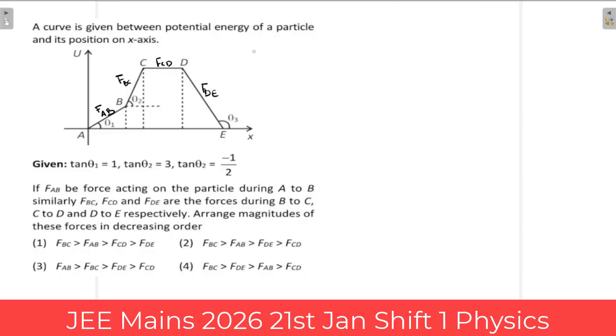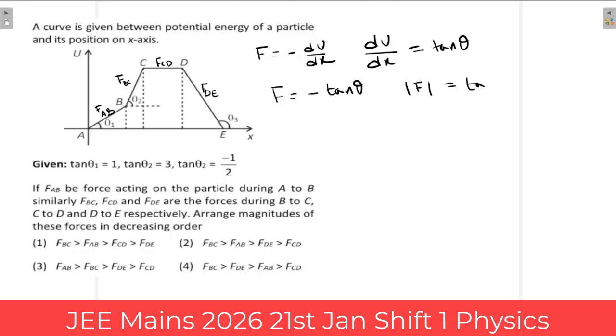Now we know the relation between force and potential energy, that is F is equal to minus dU/dx. So F is proportional to dU/dx. Now dU/dx represents the tangent in the U versus x graph, that is dU/dx is tan theta. So basically F becomes minus tan theta, so mod of F is equal to mod of tan theta.